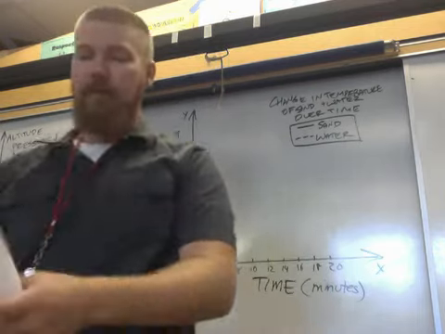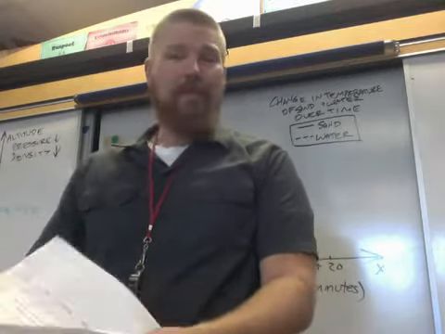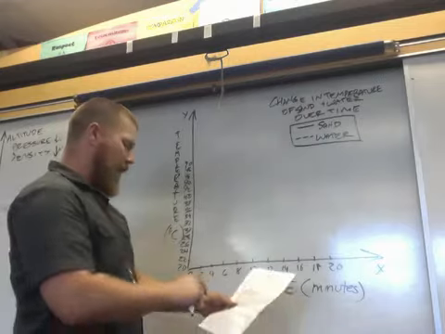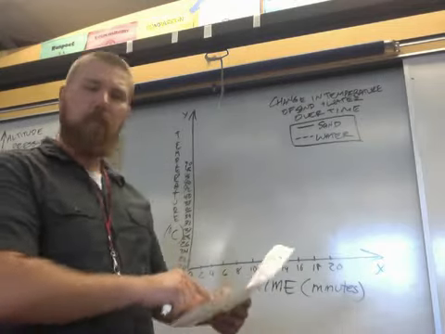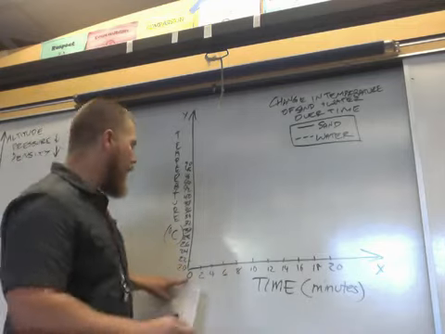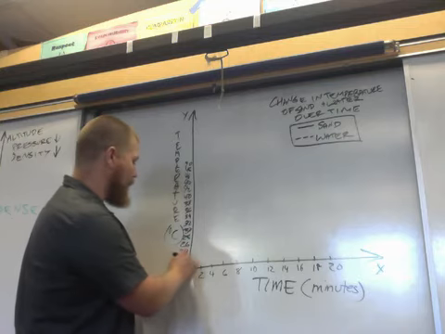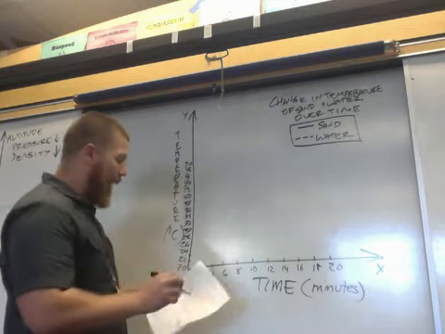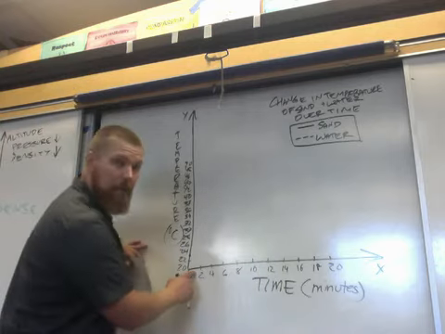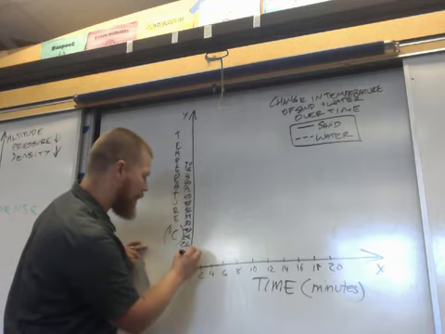So I stole data from one of the groups. It looks reasonable to me, I guess. It starts off at 0 minutes, the sand was 23 degrees. So what do I do? I find 0, and I go straight up the y-axis to 23 degrees. I'm going to make a little mark. At 1 minute, it was 25 degrees. So I go over to 1 minute, and I go up to 25 degrees.